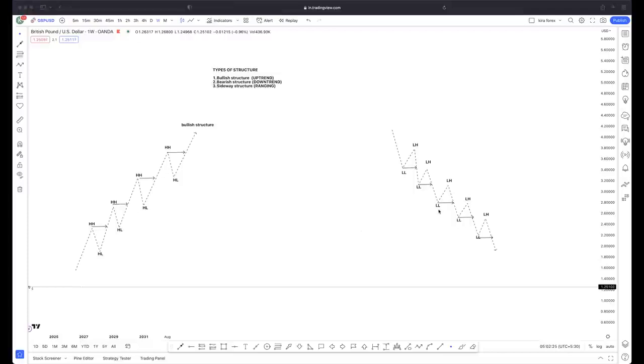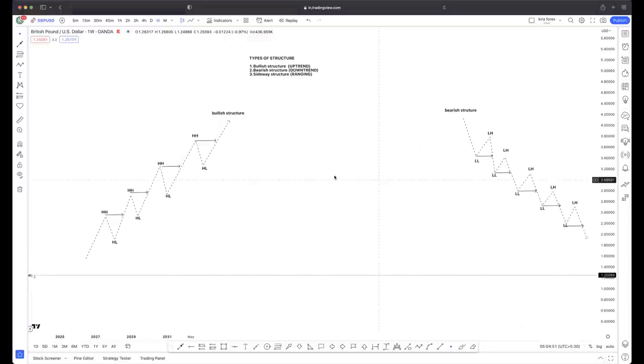So when one lower low breaks a low to form another lower low, this also breaks this to form this. So basically this is a bearish structure or a downtrend structure. Like I said, it is just the opposite of the bullish structure. With the bullish structure we are going up, and with the bearish structure we are coming down. So this is a bullish structure, uptrend. This is a bearish structure, downtrend.